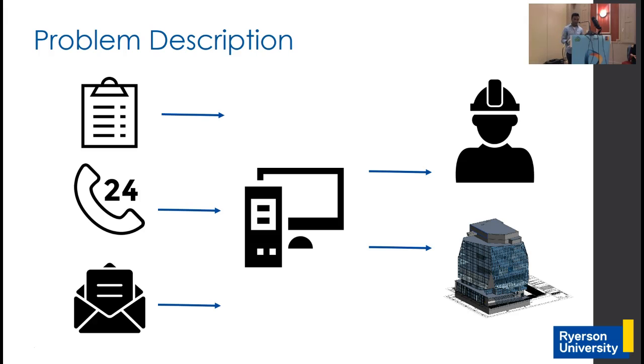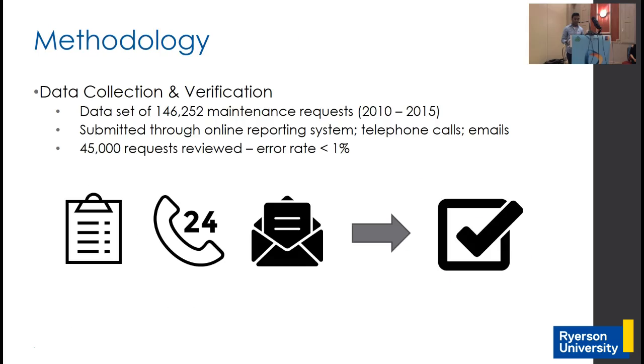So in order for us to get to the machine learning, we started with a collection of data of just under 150,000 work orders that were previously labeled by FM staff with the problem type. Now, because we used a supervised machine learning method, we had to ensure that this data was labeled accurately in order to not confuse the machine learning program. So we verified about 45,000 of these requests, and we found that only less than 1% were labeled inaccurately. So that deemed this data set appropriate for the machine learning algorithm.